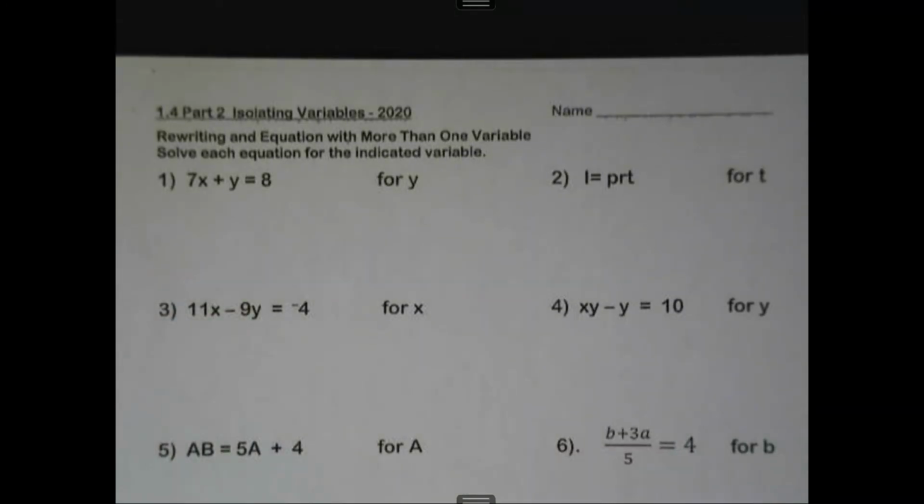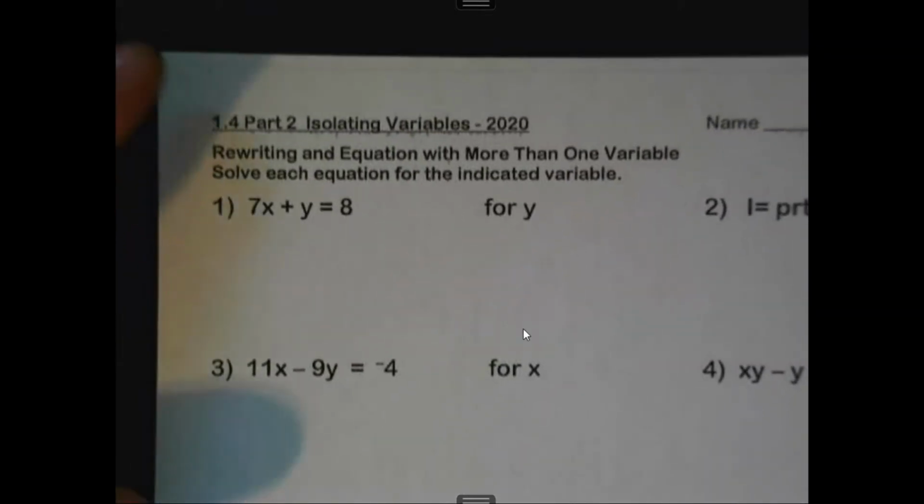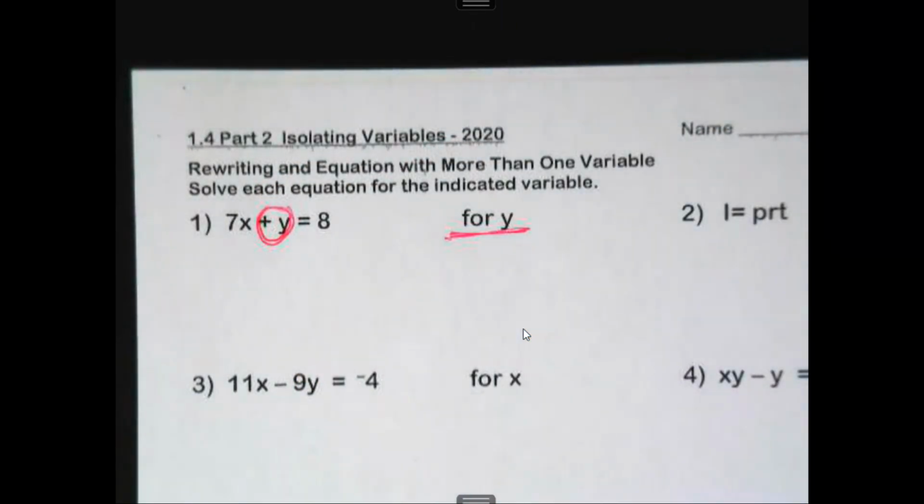Now, you've got to be careful on this particular section because we don't know what variable we're supposed to solve for until we read what they tell us. We just don't assume it's for y on the particular equation. For example, number one, it just so happens that we are asked to solve for y. So that means what we have to do is get y by itself. Or the first thing we do is get the y term by itself.